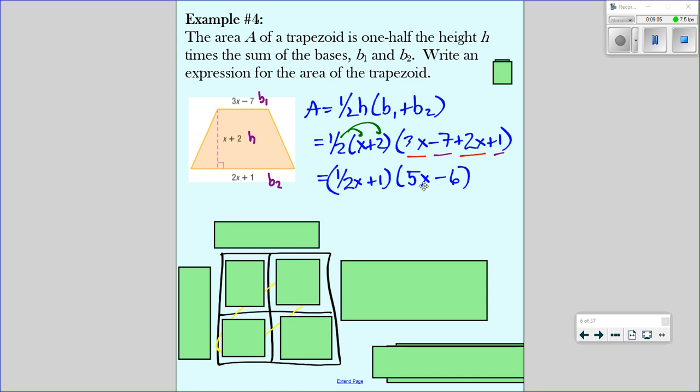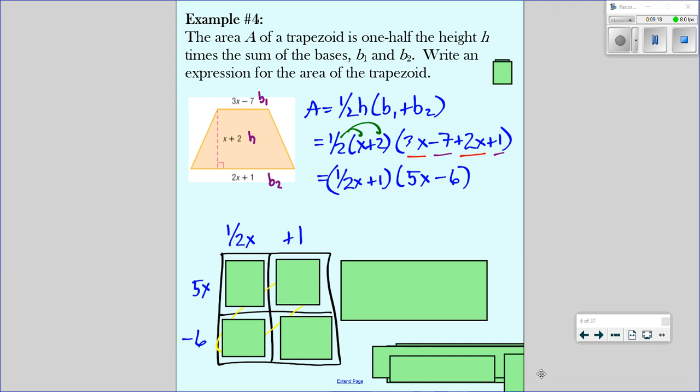Now, choose the method. If you want to choose FOIL, choose FOIL. Box method or double distribution, whichever, in order to find the area of the trapezoid. So I chose the box method. So I put my first expression on the top, and then I put my second expression on the side, making sure that whatever sign is in front of the number or variable is going to be attached to it. And then I start multiplying the terms.